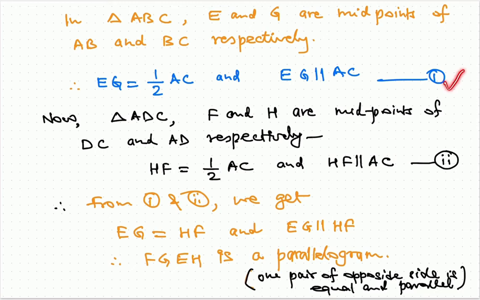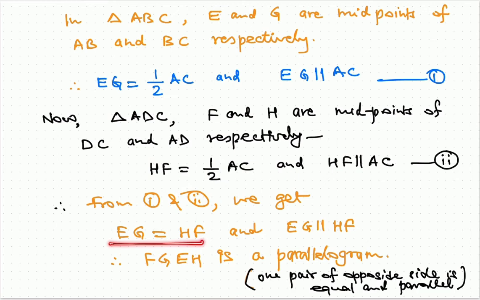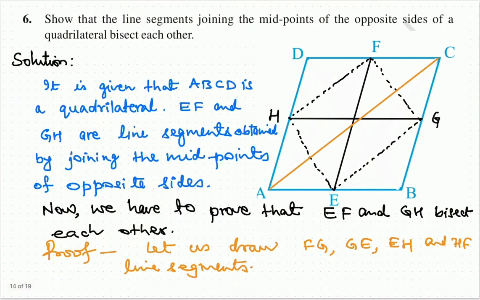Now taking these two equations together, EG is equal to HF, and EG is parallel to AC and HF is parallel to AC. Therefore, EG is parallel to HF also. So we got that EG is parallel to HF and equal to each other also.